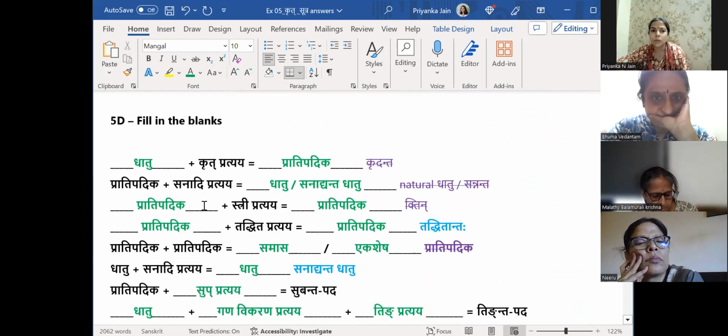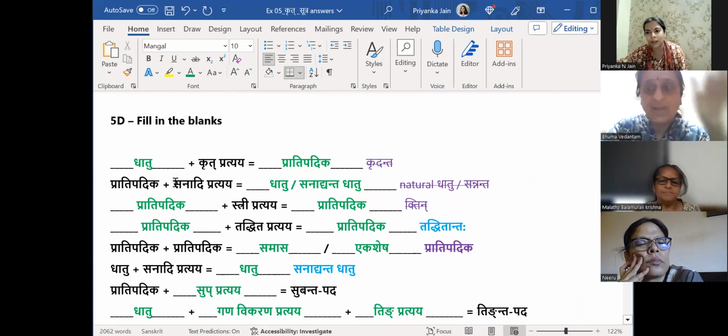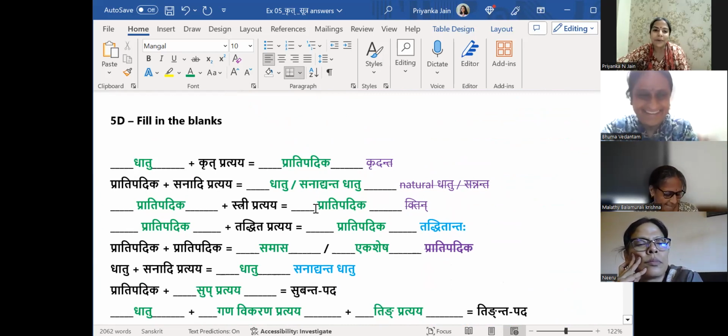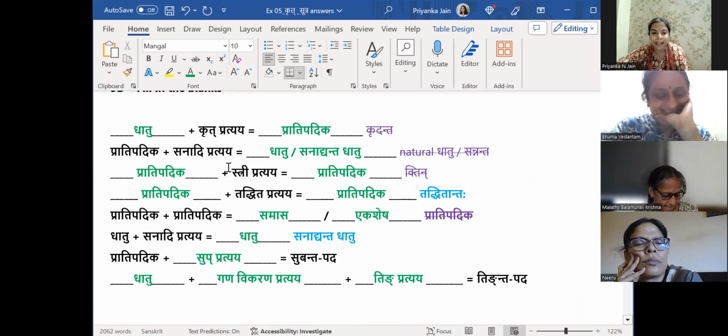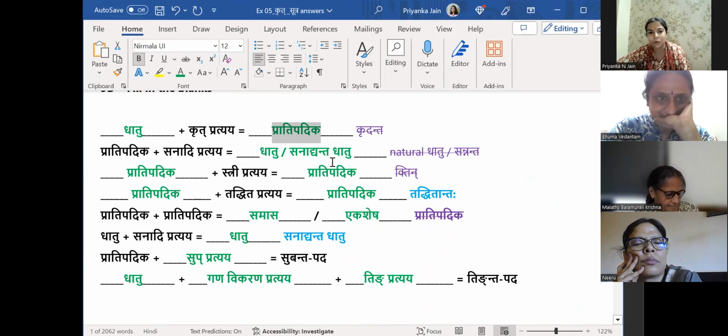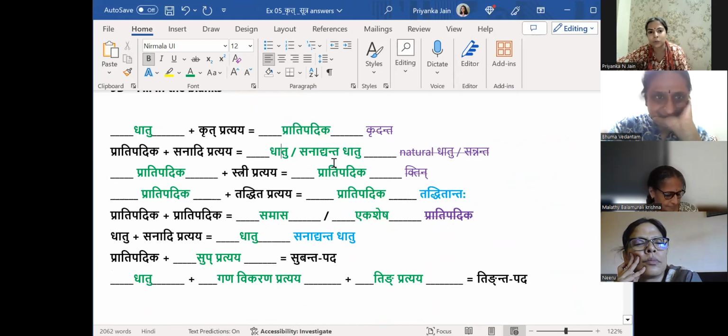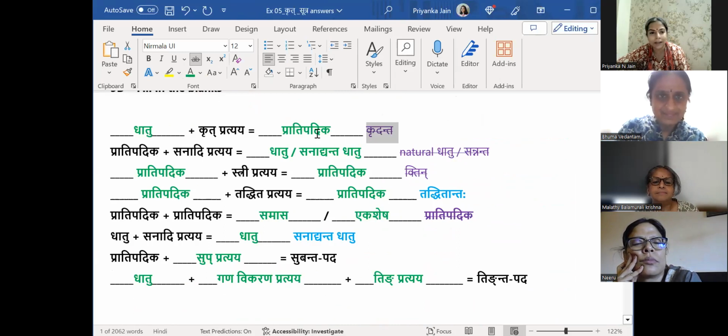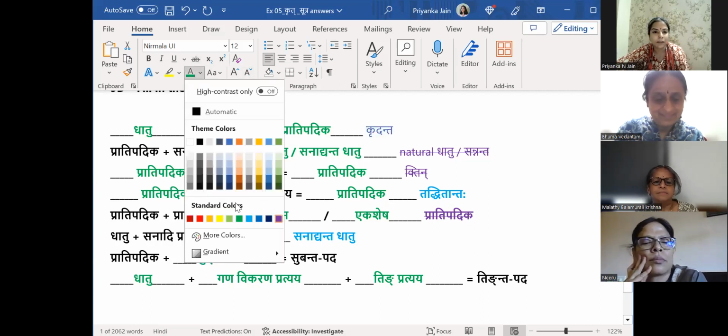Then this was also pretty straightforward. My intention was to take everybody back to Swamiji's sheet. My expectation was clearly what I have written in green: Pratipadika, Dhatu. But some people had given it as Kridanta, which is obviously not incorrect, right? Dhatu plus Krit Pratyaya is going to be a Kridanta. So actually I could make it blue instead of incorrect.